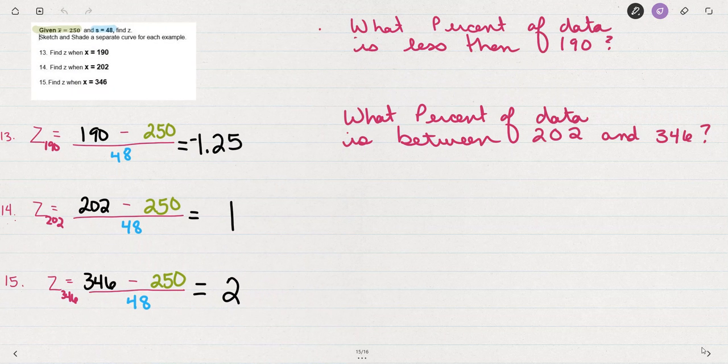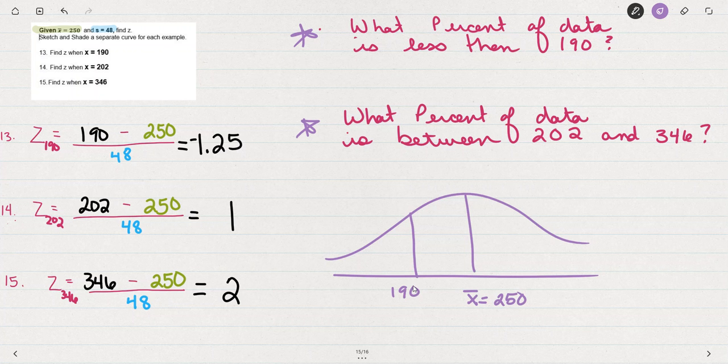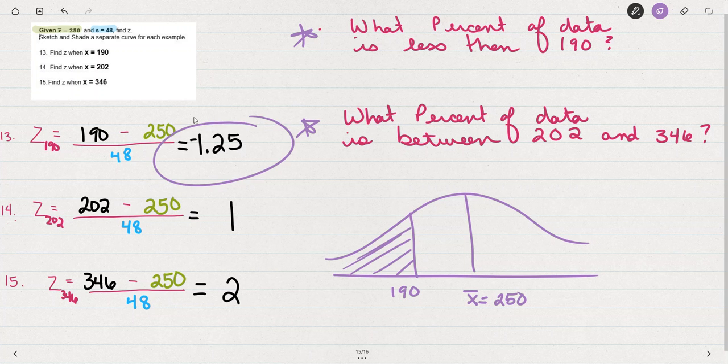Once I have those z-scores, I can answer these questions with a purple star. What percent of data is less than 190? If our mean is 250, then our data where x is 190 is going to fall right here. And if we're looking for the percent of data that's less than 190, we simply need to use the chart when z equals negative 1.25.